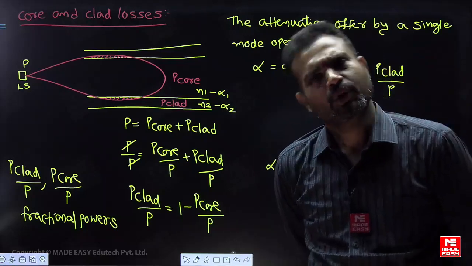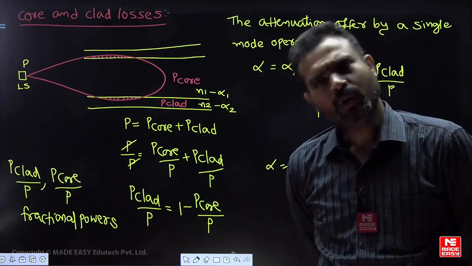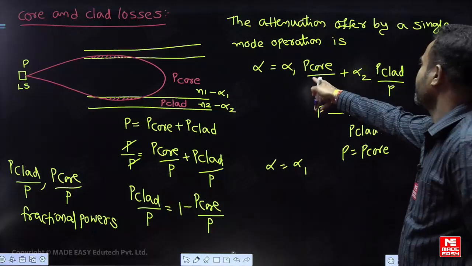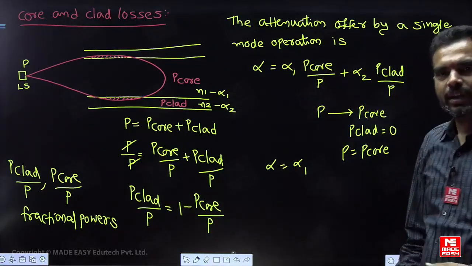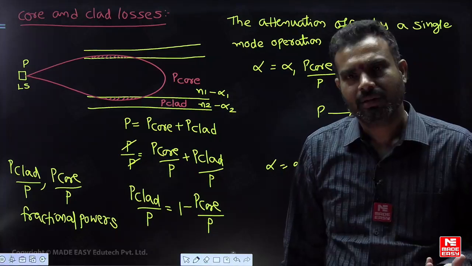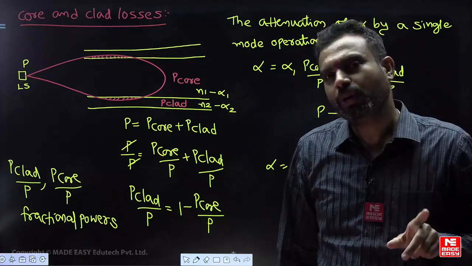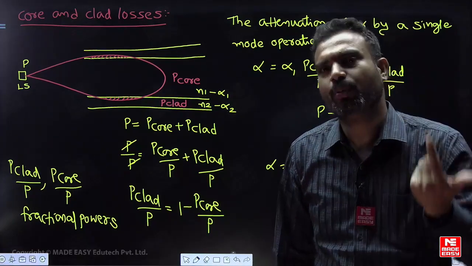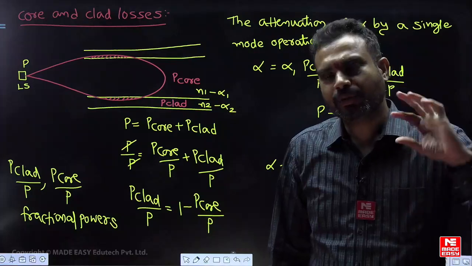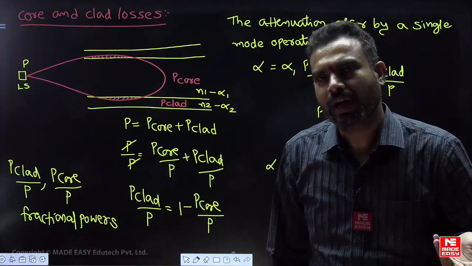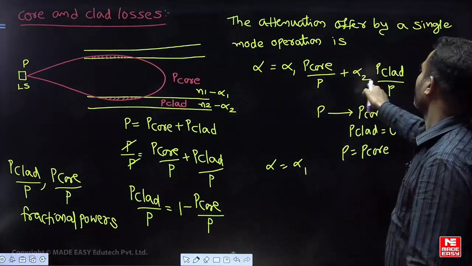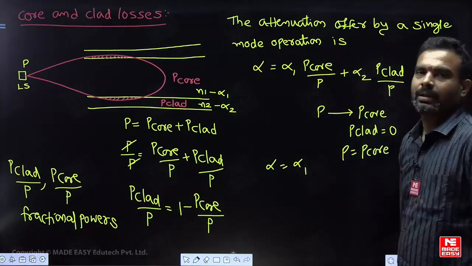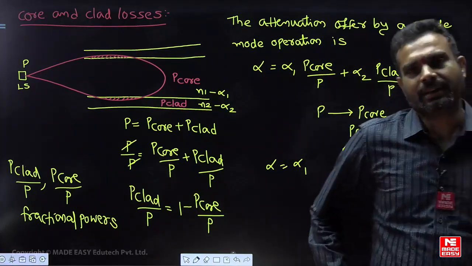Okay? If you understand this point, then you understand very easily why and how I wrote this equation. Attenuation offered is alpha 1, but the amount of power going into the core is fractional power only, P core by P. Because of this fractional power, the attenuation offered by the cladding is also considered, that is plus alpha 2 into P clad by P. I hope everybody in this class understood this.